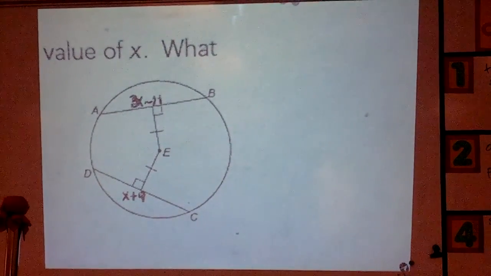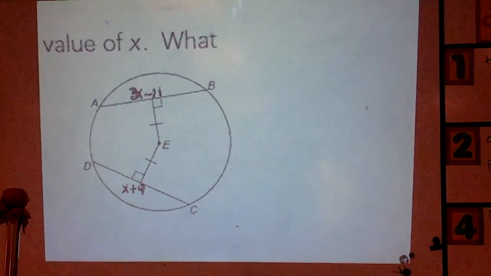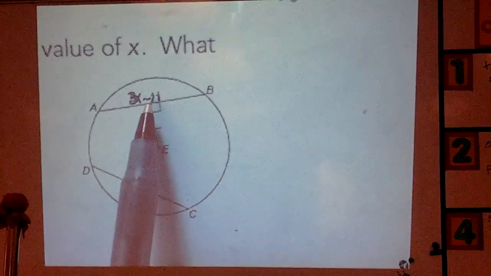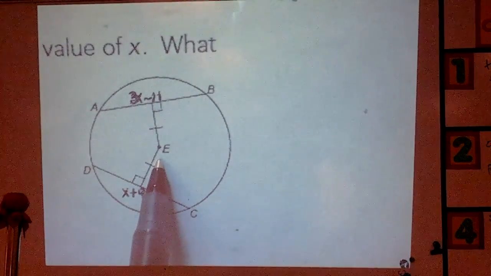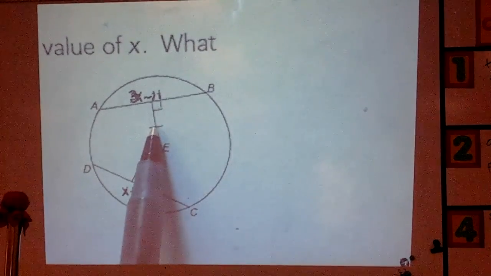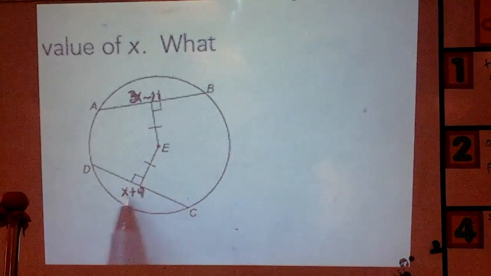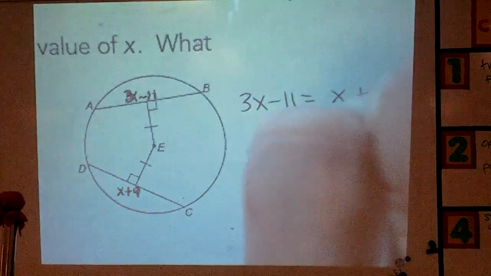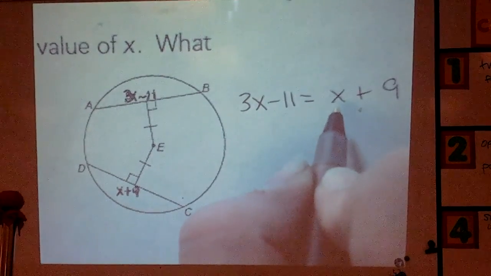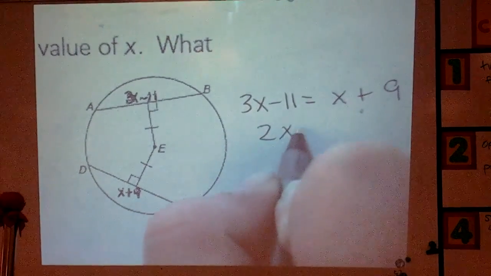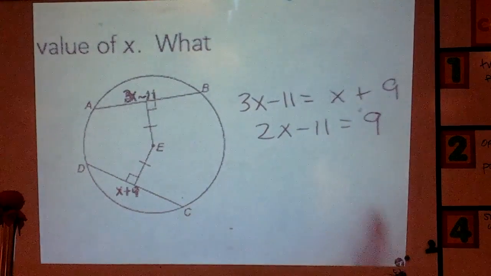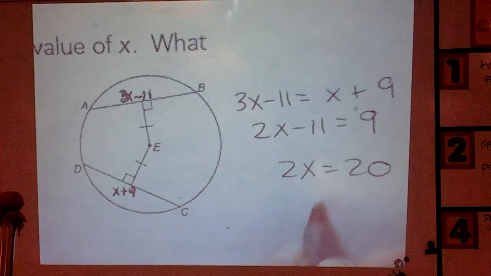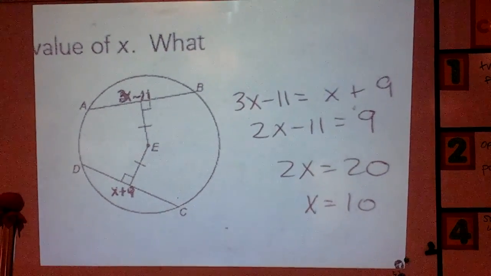The final problem in this section asks us to notice that if two chords are perpendicular and congruent to the same segment, then the chords themselves are congruent. So 3x minus 11 equals x plus 9. Combine your like terms, so subtract x from both sides. Add 11 to both sides. Divide by 2. And that gives me x equals 10.